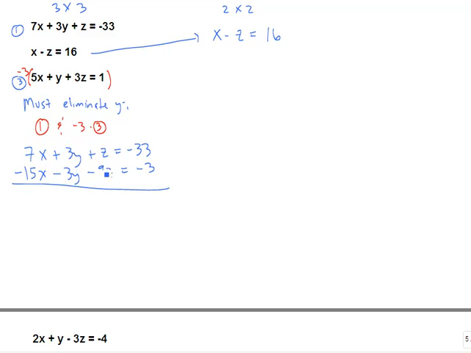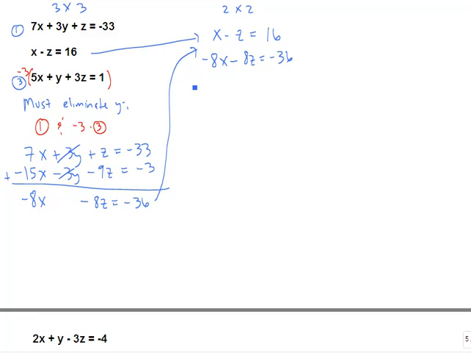If we add down, 7 minus 15 is negative 8x. The y's cancel out. Z minus 9z is minus 8z. And negative 33 minus 3 is negative 36. So this now joins my other 2 by 2 equation. And now we have our 2 by 2 system right here to work with. Okay, so once we have y's eliminated, now we want to eliminate either x or z from this 2 by 2 system. So pick your favorite.